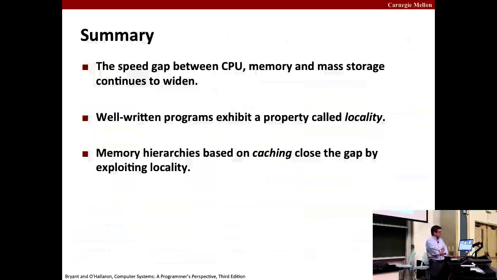To summarize what we've done today, we've seen that there's a gap between the CPU and our storage devices that continues to increase. We've seen that well-written programs have this property called locality. And by using caching, we can build a memory hierarchy that takes advantage of locality in programs and allows us to build storage systems where we can access data at the rate of the fastest device, but at the cost and capacity of the devices at the lowest level. On Thursday, we're going to look at a very specific part of the hierarchy called cache memories.